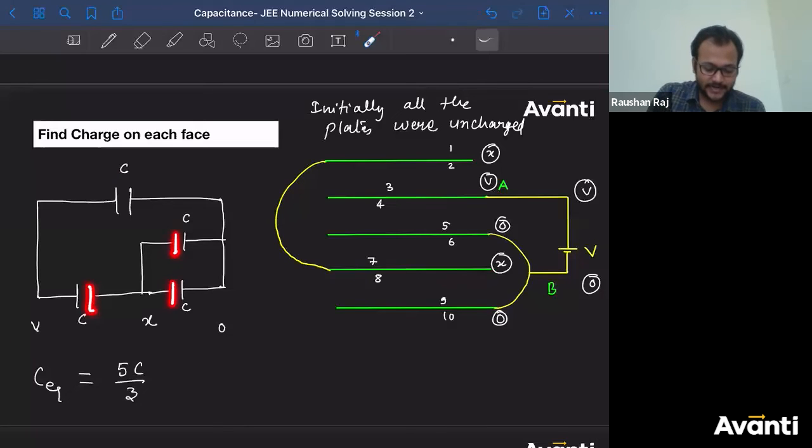These plates are connected to each other. Are they connected to any other plates? No. So will there be any charge that will be transferred to this? No. Will there be any charge that will be released from this? No. Yeah, there might be charge distribution that can occur. Redistribution of charges can occur. But the net charge on this system will remain the same.